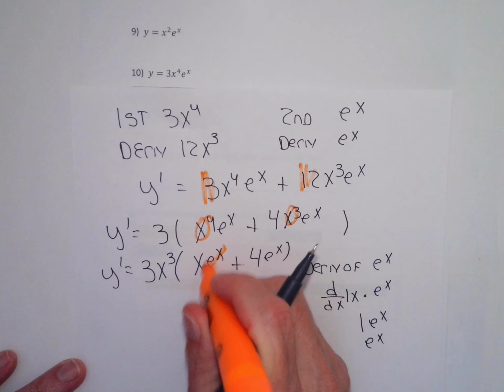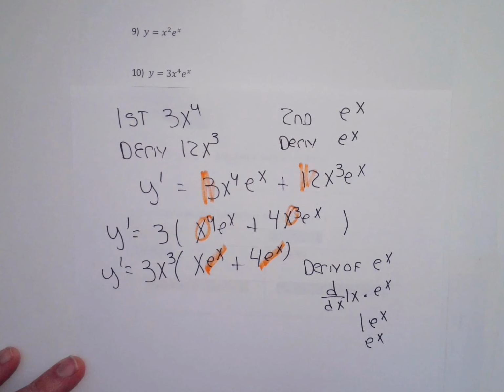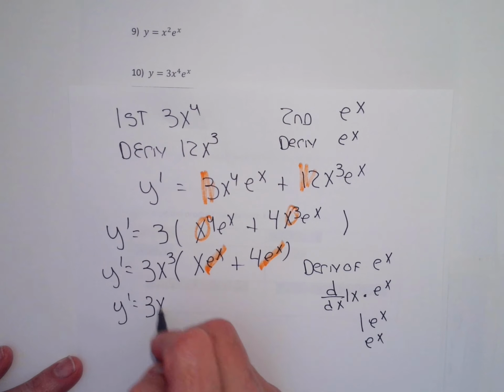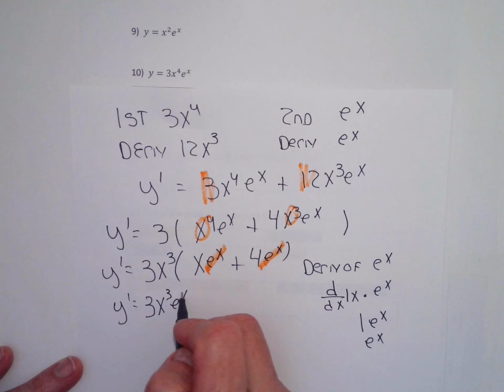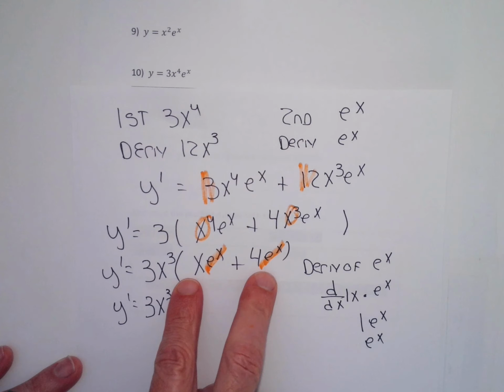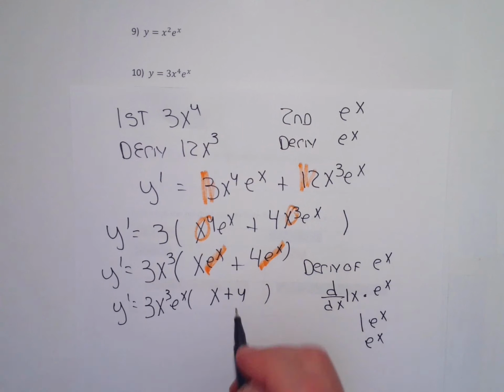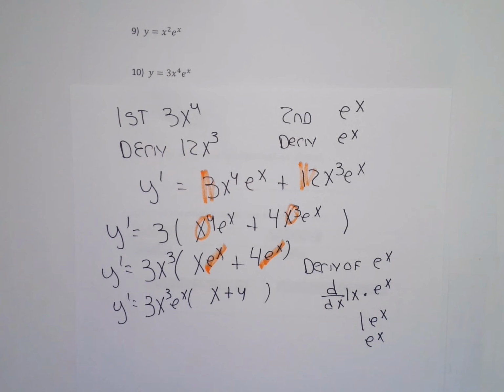Lastly, factor out the e to the x and get 3x cubed e to the x, and what's left is an x plus 4 inside my parentheses. That's the best answer. Usually when I have to use the product rule in these e problems or in the chain rule problems, I take the time to pull out my common factors.